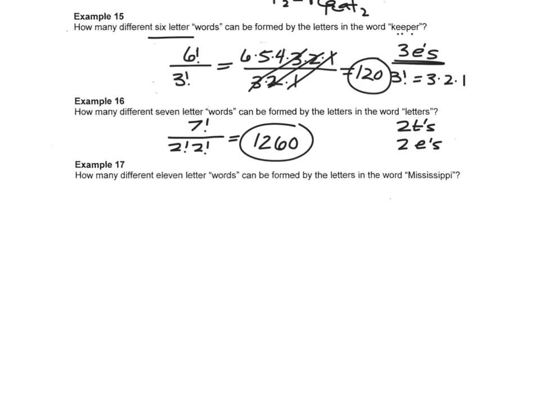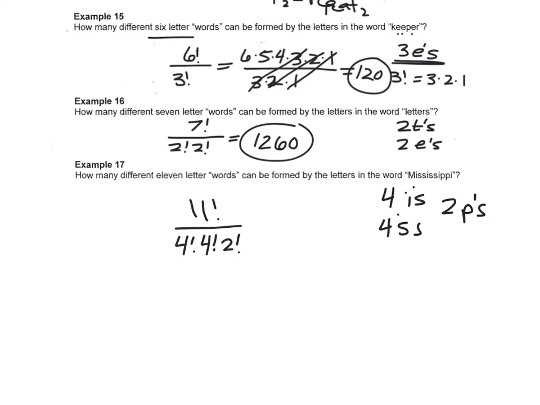And the last one, number 17, how many different 11-letter words can be formed by the letters in Mississippi? See if you can do this one on your own. All right, check your answer with mine. First, there are 11 letters. That's your numerator. There are 4 I's, 4 S's, and 2 P's. So you will divide out 4 factorial for the I's, 4 factorial for the S's, and 2 factorial for the P's. And your calculator should give you 34,650.